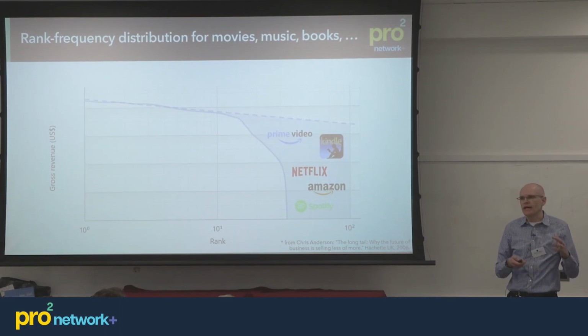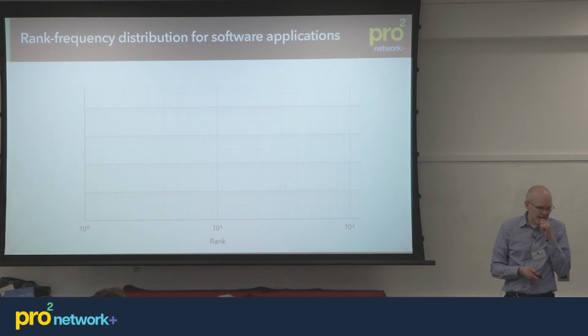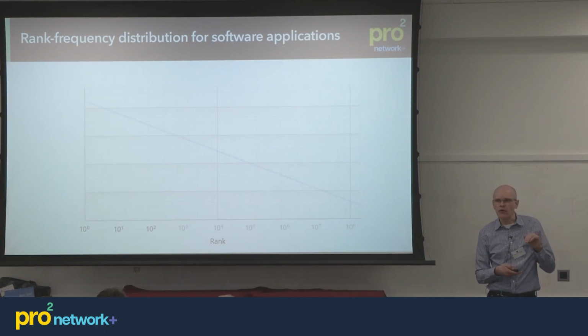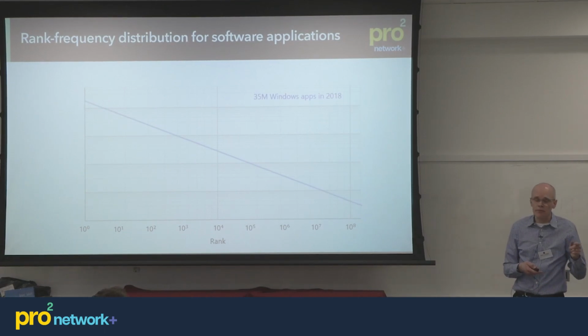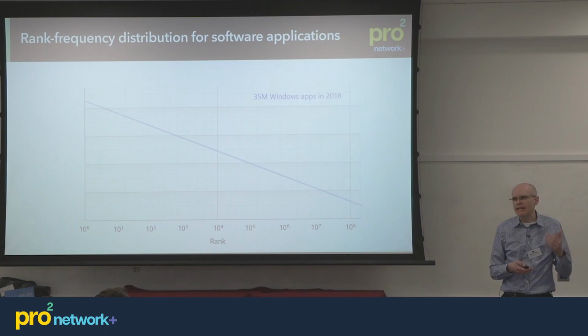So the final example I want to give is software applications. And I don't have numbers for exactly what the shape looks like for software, but one thing is for sure. It's an extremely long tail. In 2018, so that's 5 years ago, Microsoft estimated there were 35 million different Windows apps alone.